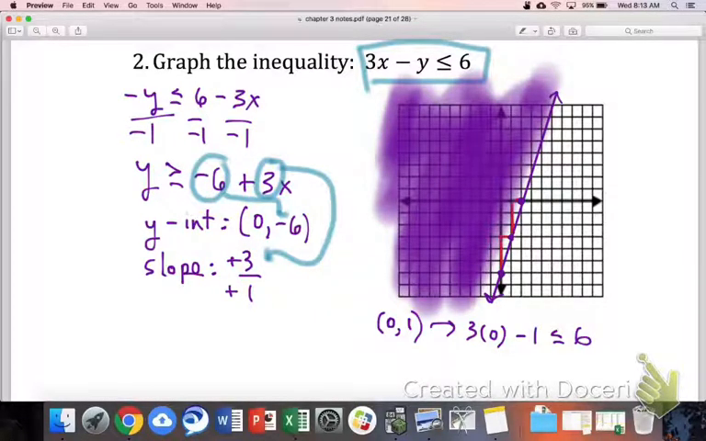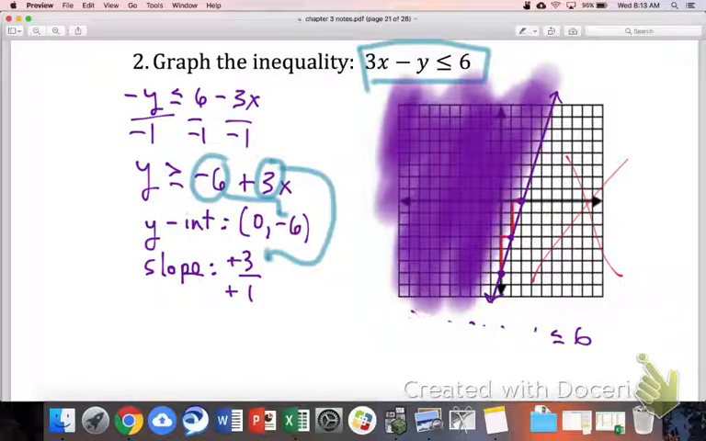So what that means, and you could test this out to your heart's content, if you've got a couple of hours and just feel like spending them, you could take all the points in that shaded region and test them out one by one in your original inequality, and all of them would work. Every single one of them. Now, by the same token, you could take all the points over here on the right-hand side, and none of them would work. So let me give you an example of that.